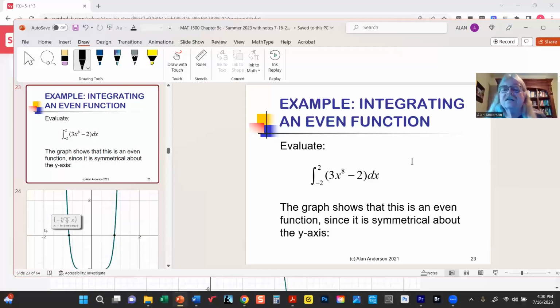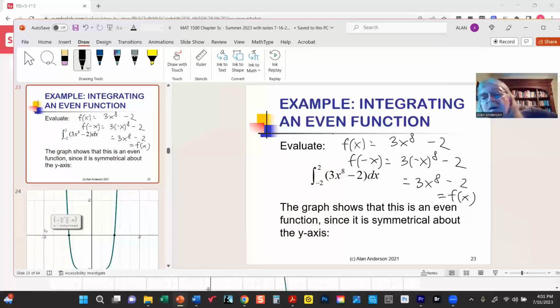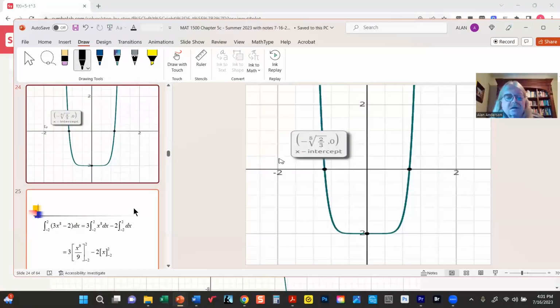Now, how can you tell if it's even? Let's say f of x is 3x to the 8th minus 2. f of negative x would be 3 times negative x to the 8th minus 2, which is still 3x to the 8th minus 2, which is the original f of x. A negative number raised to any even exponent will just be positive. So this is an even function. And you can see from this graph, it is symmetrical about the vertical axis, the y-axis.